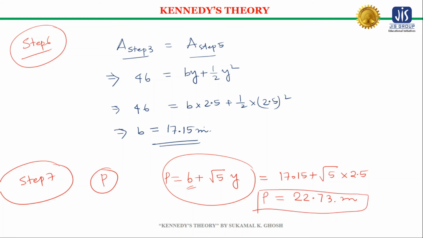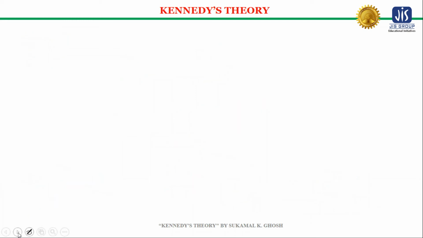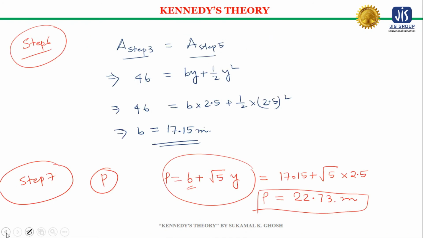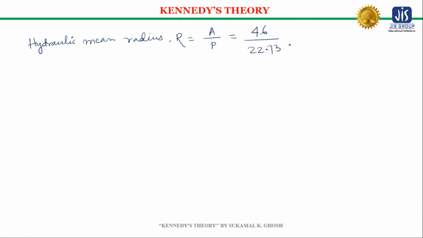Now using the value of this weighted perimeter P, we need to calculate the hydraulic mean radius. So the hydraulic mean radius R is equal to A by P, right, and the value of A we know, that is 46, and the value of P we have just calculated, that is 22.73. So if you solve it, you will have 2.02 meter. Okay, so we have completed our step 7.